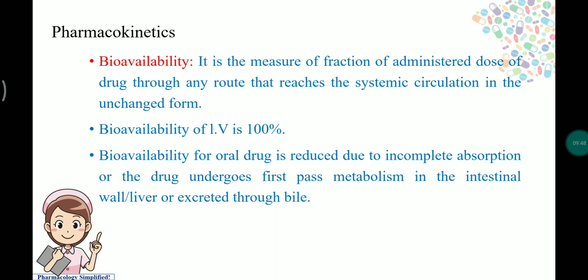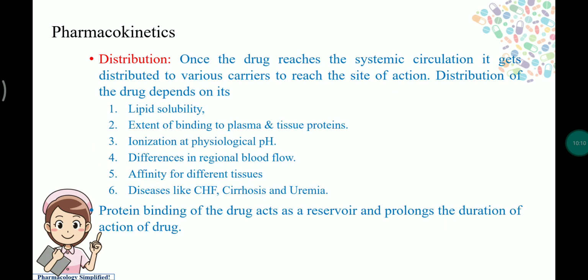And next one, if the drug undergoes first pass metabolism, meaning the absorbed drug does not enter into the systemic circulation, instead it enters into the liver where it gets metabolized, then it is called first pass metabolism. So that also affects the bioavailability of the drug. Coming to distribution.